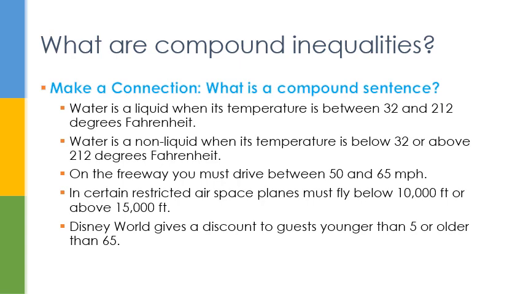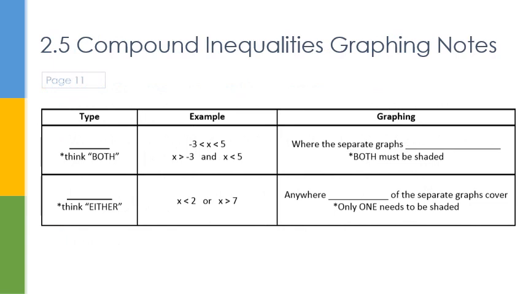On the freeway, you must drive between 50 and 65 miles per hour. In certain restricted airspace, planes must fly below 10,000 feet or above 15,000 feet. And Disney World gives a discount to guests younger than 5 or older than 65. These are all examples of compound inequalities. Let's learn about compound inequalities.